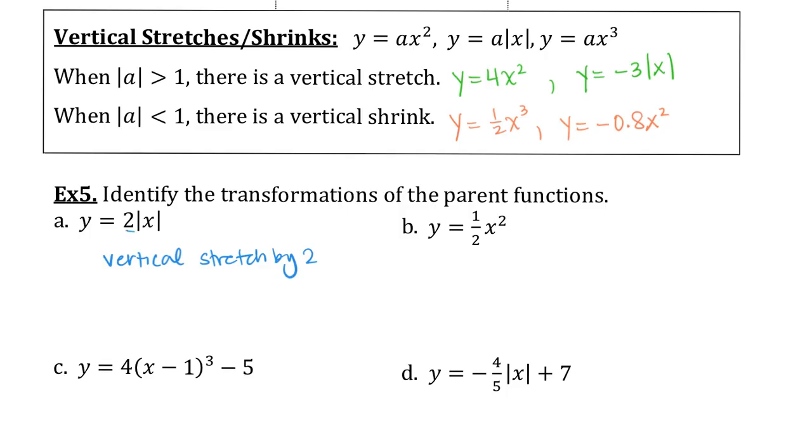How about this one? Y equals 1/2 x squared. Parent function, quadratic, x squared. What am I doing? I'm timesing it by half. Does that make it bigger or smaller? Smaller. So this is a shrink. How much am I shrinking? Half.